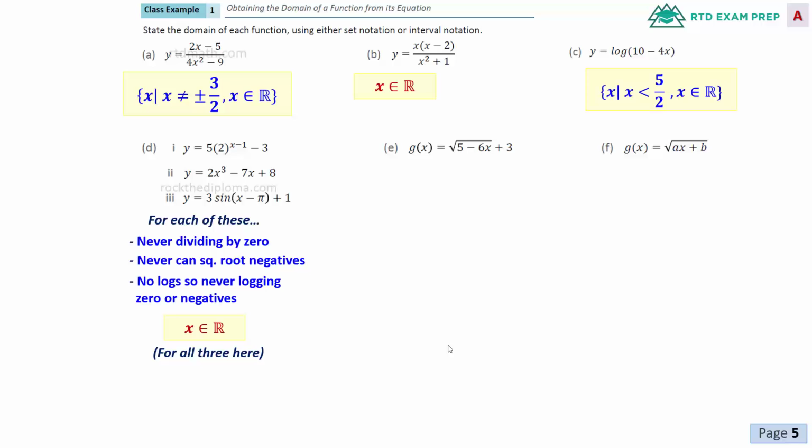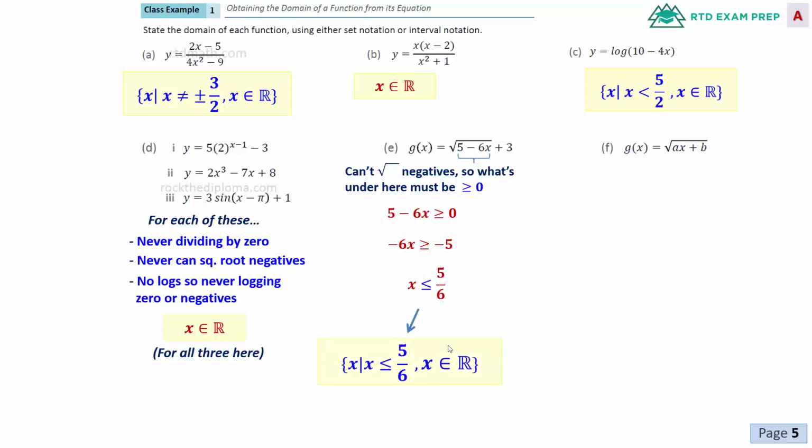Part E. The moment we see a square root, we say that radicand must be greater than or equal to 0. Here, I want to warn you of a danger with inequalities. I'm going to subtract 5 from both sides. And in my next step, in order to isolate x, I would have to divide through by negative 6. Anytime I multiply or divide through by a negative number, I must change the direction of the inequality. This means that x would have to be less than or equal to 5/6 instead of greater than or equal to. In interval notation, notice that I've included the 5/6 as the right endpoint.